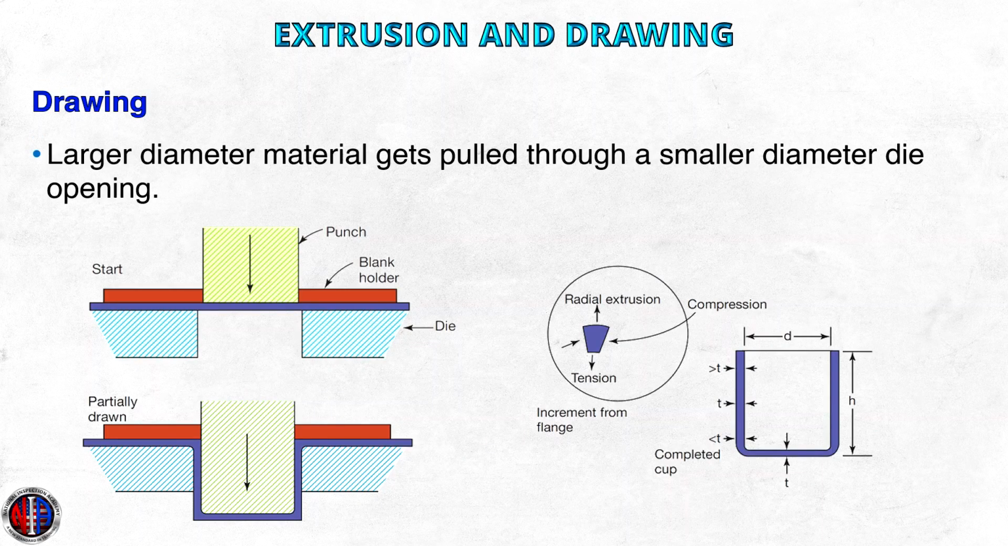Drawing. Drawing is basically the same as extrusion, but instead of the material being pushed through a die, the material gets pulled through. Extrusion and drawing can be done by hot or cold worked metal, primarily with softer metals such as aluminum and copper.